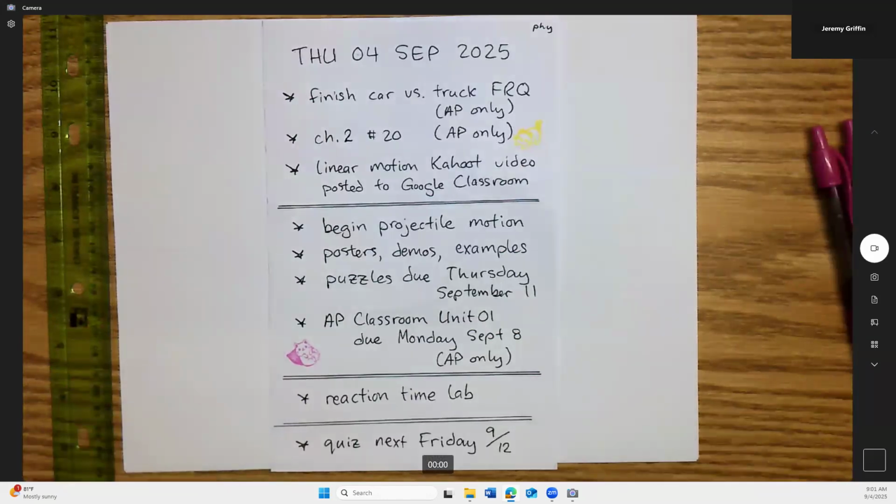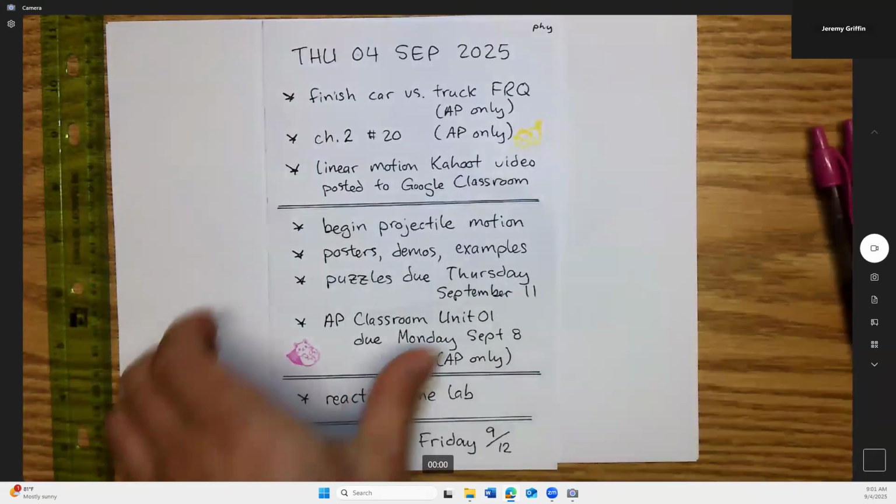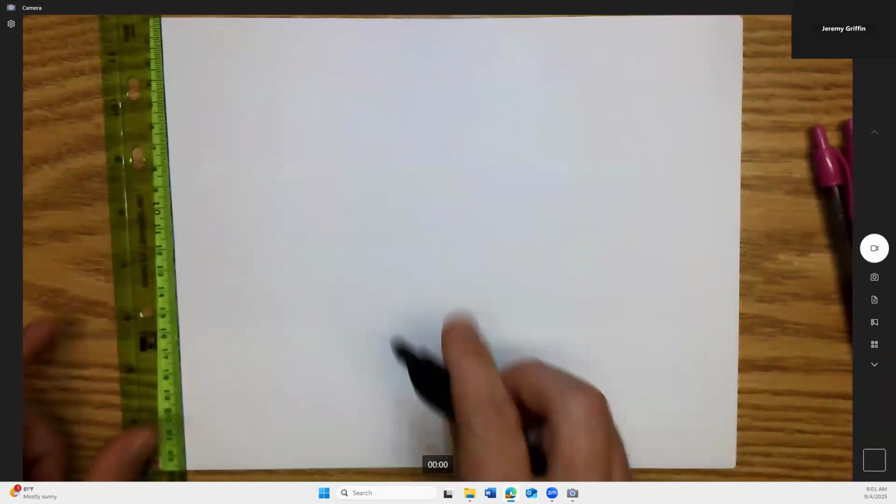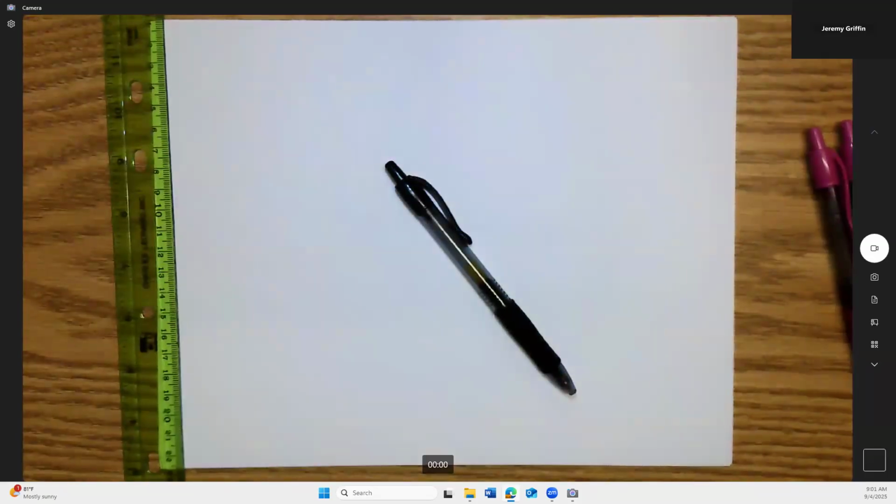All right, so let's do this. We're going to take all this kinematic motion into two dimensions. You guys ready for two dimensions? All right, so actually, here I'll show you a video first. I think that'll be a good way to do this. Let's do this animation.